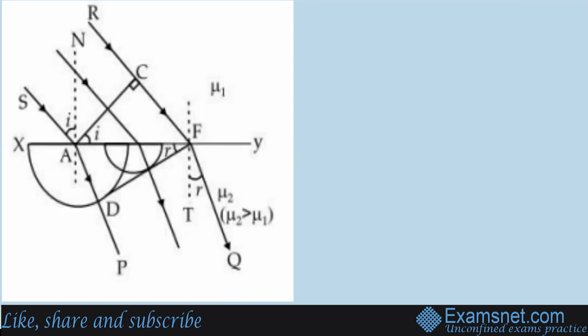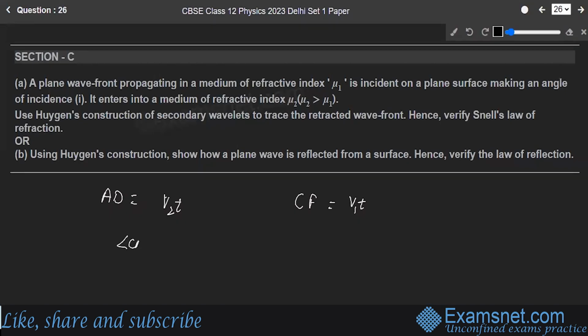The angle made by the tangent with the plane XY is R. This is your angle of refraction. The perpendiculars drawn from the wavefront AC are the incident rays, and the perpendiculars drawn from DF are the refracted rays. AN and DF are the perpendiculars drawn on XY, the plane of separation of the two media. So therefore, now you have this angle CAF as the angle of incidence, which is nothing but 90 degree minus angle NAC.